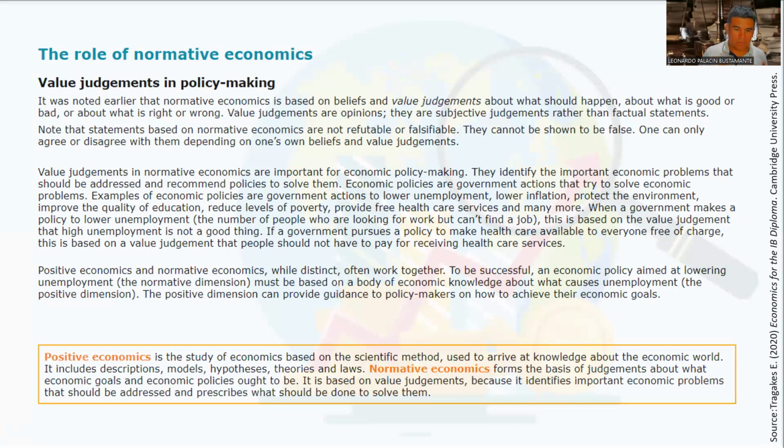Well, we can finish off with these two important terms. Positive economics is a study of economics based on the scientific methods used to arrive at knowledge about the economic world. It includes descriptions, models, hypotheses, theories, and laws. Normative economics forms the basis of judgments about what economic goals and economic policies ought to be. It is based on value judgments because it identifies important economic problems that should be addressed and prescribes what should be done to solve them.